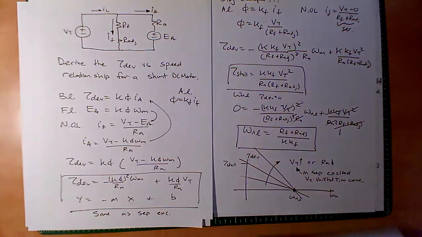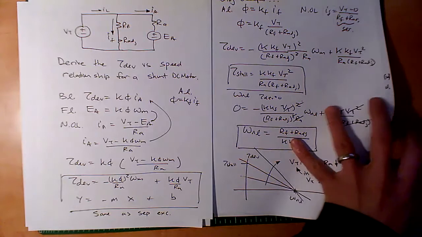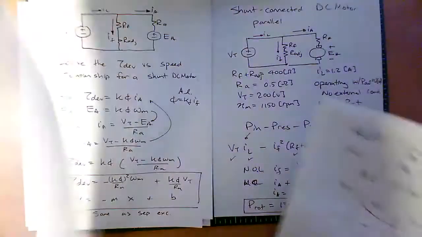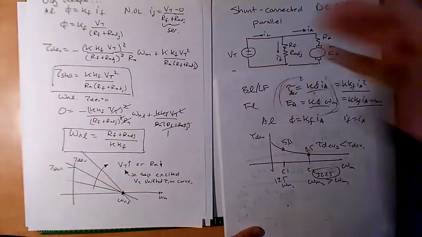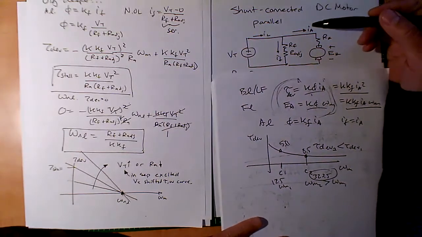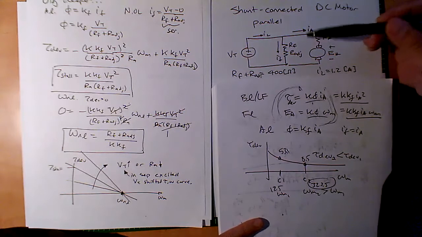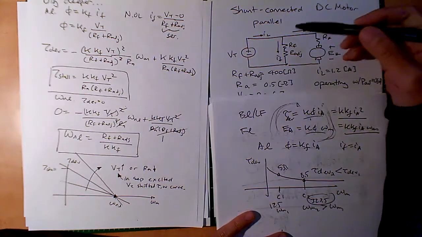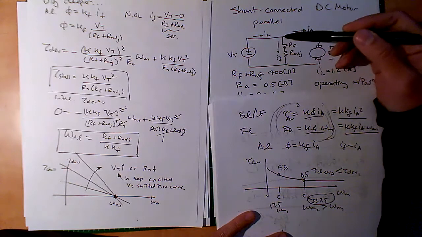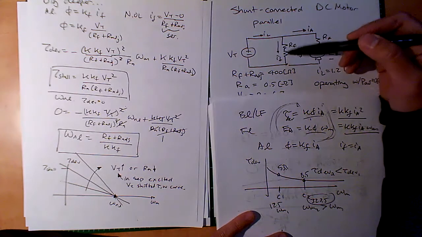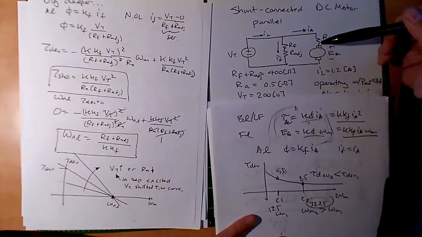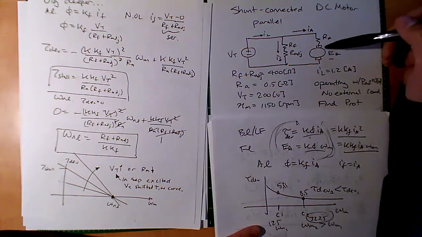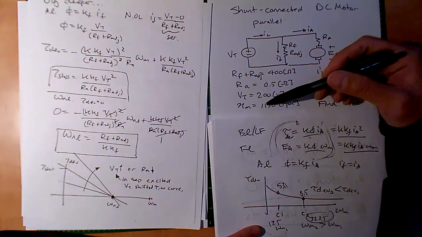Okay. All right. Let's do one more example, and then we'll call it for the lecture. Here's a shunt connected DC motor, same thing we just talked about, and then they give us some parameters. They say that the current is 1.2 amps going through here. The RF plus R adjust is 400 ohms. The RA is 0.5 ohms. The voltage here is 200 volts. And the speed here is operating at 1,150 RPM.